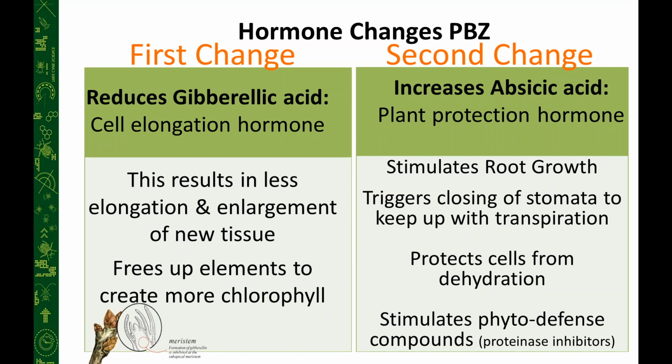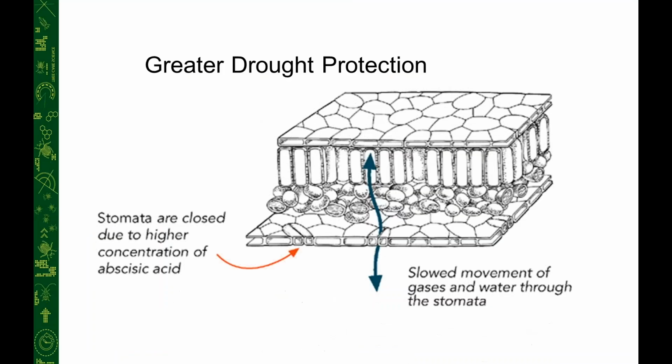And this is specifically with Cambistat application, as we stop the synthesis of gibberellin, or reduce the amount of gibberellin being synthesized, and as a side effect, we are increasing the amount of abscisic acid being synthesized. Again, what we see here is an increase in fine root growth, an increase in drought resistance, and an increase in phytodefense compounds.